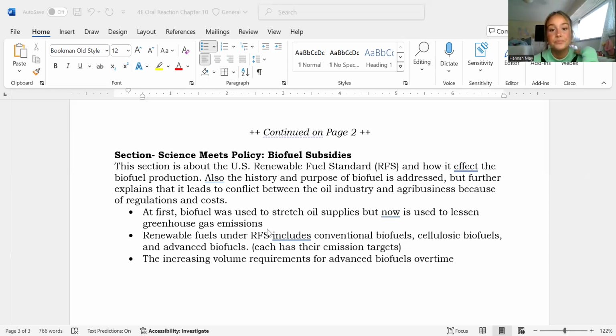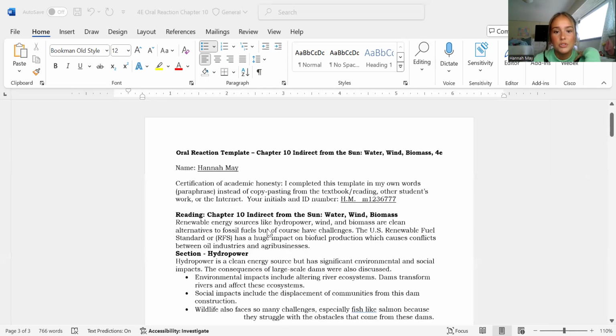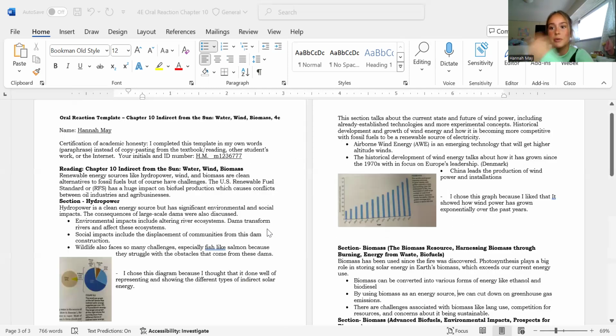So yeah, basically this is an interesting chapter. We learned more about all of these new resources that could help us reduce our carbon emissions.